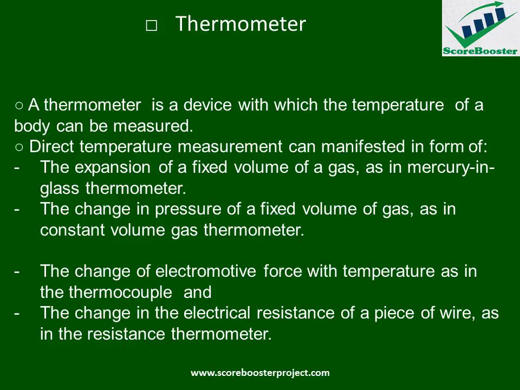Direct temperature measurements can be manifested in form of the following. 1. Expansion of a fixed volume of a gas, as in mercury in glass thermometer. So, a typical example of where direct temperature measurement is manifested in form of expansion of a fixed volume of a gas is in mercury in glass thermometer.